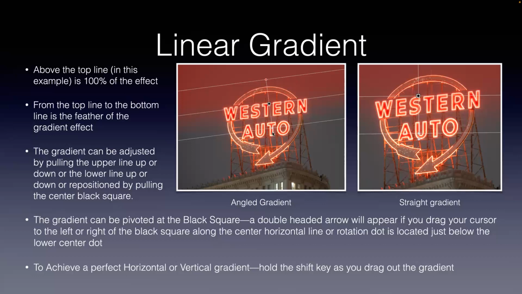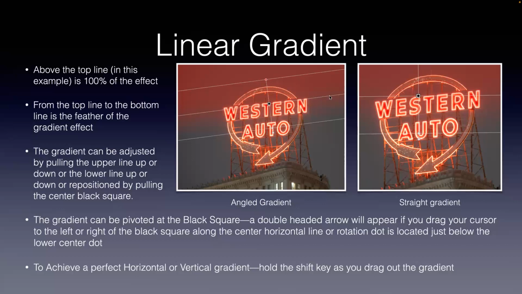This bottom circle, this bottom dot that's below the bottom line, is a handle. If you click on it, it's a rotation handle. You can click it and drag it either left or right, and it will swing the rotation of the entire linear gradient. You can also hover on this center line.